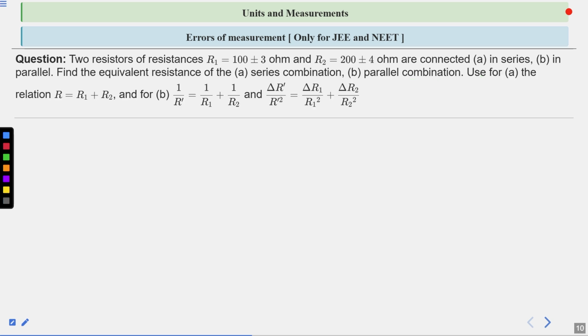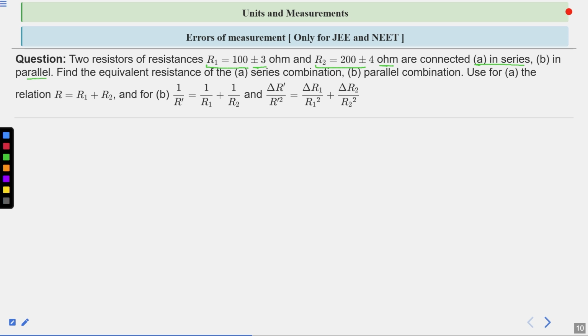Clear? So here the question is, two resistors of resistances R1 is equal to 100 plus minus 3 ohm and R2 is equal to 200 plus minus 4 ohm. Ohm is the unit of resistance. Connected: first combination is series combination and second combination is parallel combination.